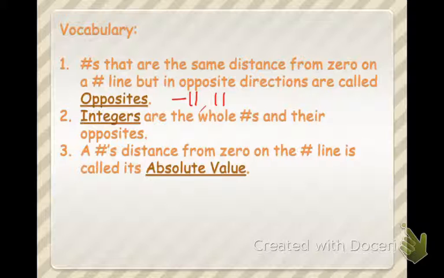And number 3, a number's distance from 0 on the number line is called its absolute value. So the absolute value of negative 11: absolute value bars are lines on both sides of the number, and negative 11 is 11 away from 0. You do not put a negative in there unless the negative is on the outside, which we'll discuss later. And the absolute value of 11 is also 11 away from 0. So that's how you would do absolute value.